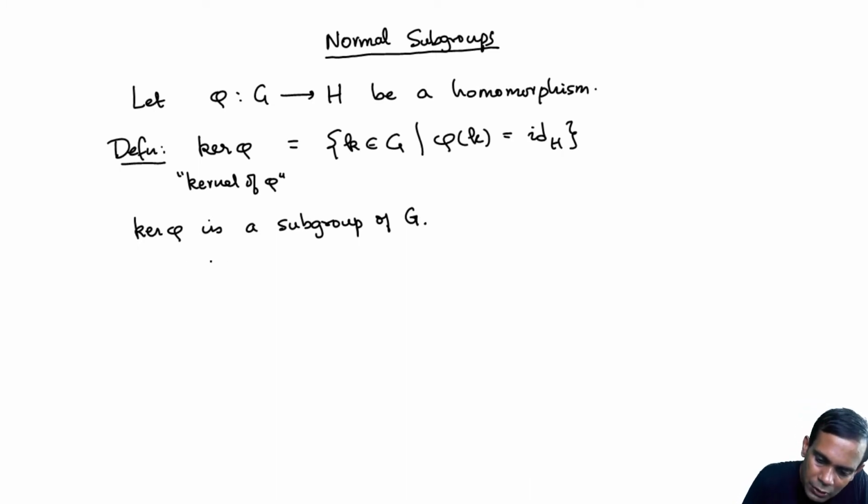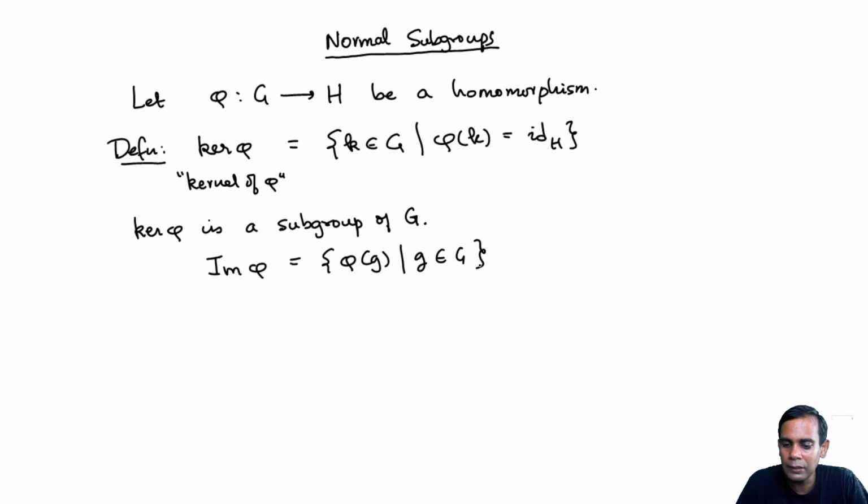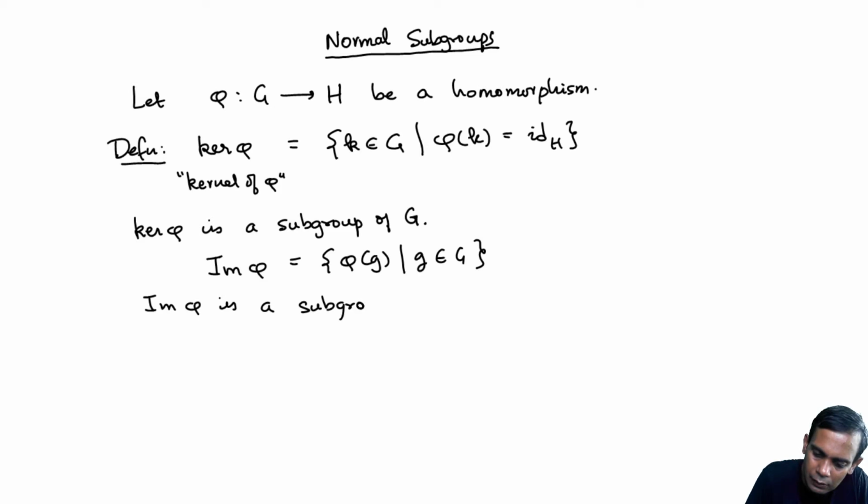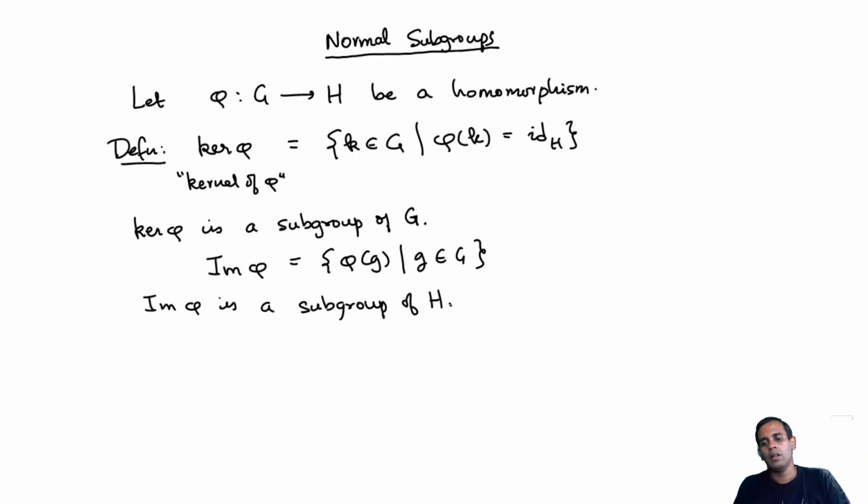Also, we define the image of phi, which I'll call im phi, to be the set of all phi of g as g runs over G. In set theory, this is sometimes called the range of the function phi. This is a subgroup of H. Just because phi is a homomorphism, these things have to be subgroups.